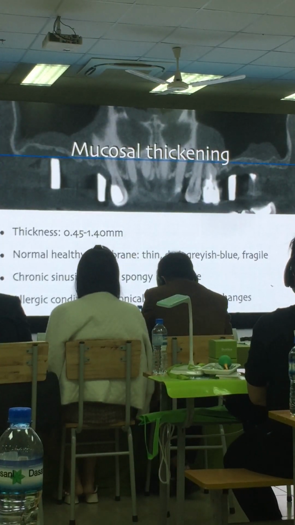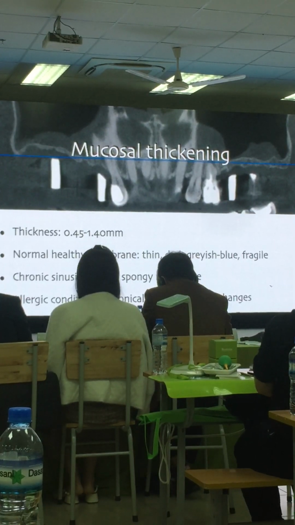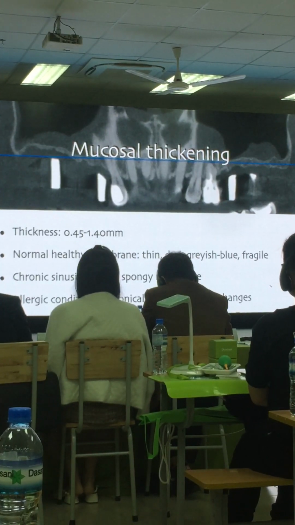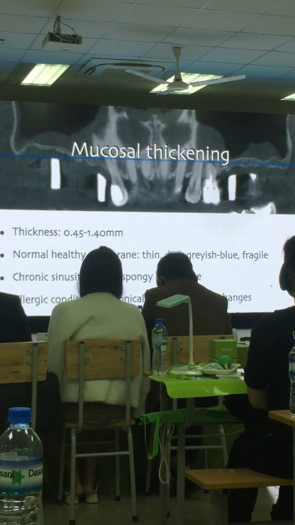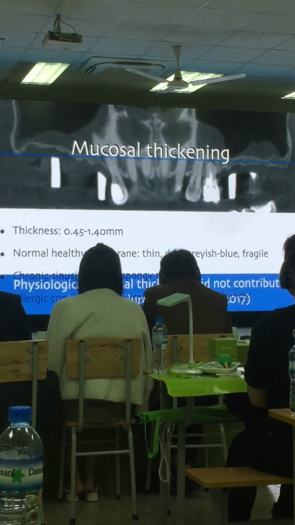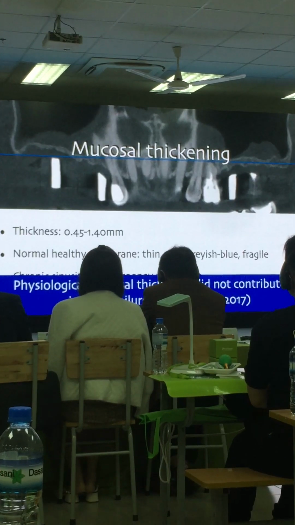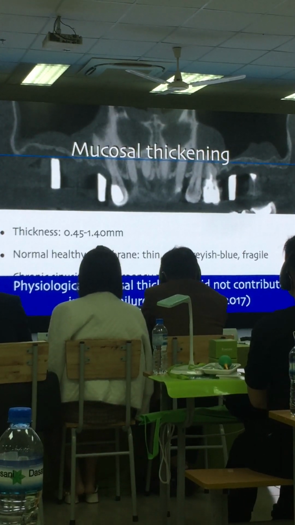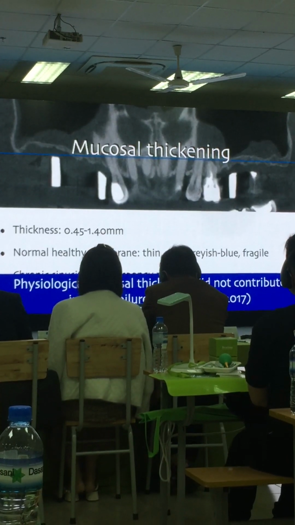Normal healthy membrane is thin, dark, grayish blue, and fragile. Chronic sinusitis or allergic rhinitis would cause mucosal change and thickness. However, physiological mucosal thickening did not contribute to implant failure.